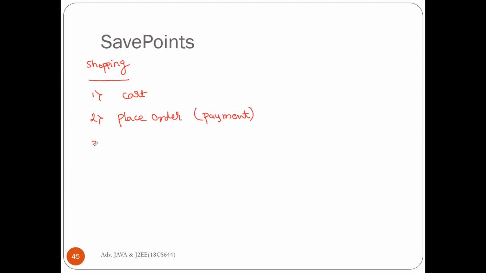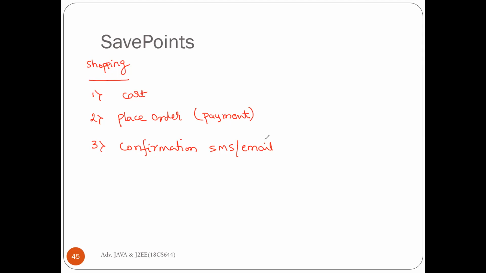Once it is done, we will get the confirmation SMS and email from the online shopping site. So these are the three activities for this scenario. Now this particular transaction, if we look at it as a whole, has three tasks. A transaction can have many tasks.